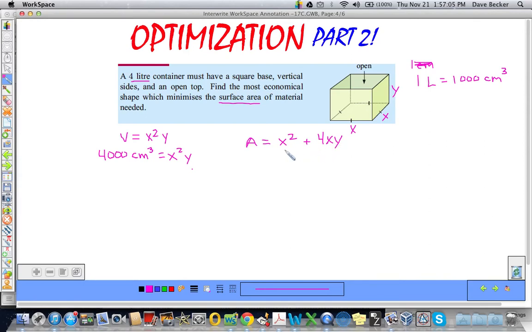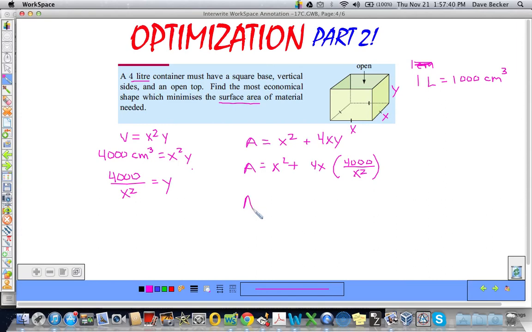But our problem is we have 2 variables. Okay? But what we do know is this relationship right here. So I can easily solve for y and have 4,000 over x squared is equal to y because these are the same x's and y's, and then we just simply use substitution. So area would equal x squared plus 4x multiplied by 4,000 over x squared.